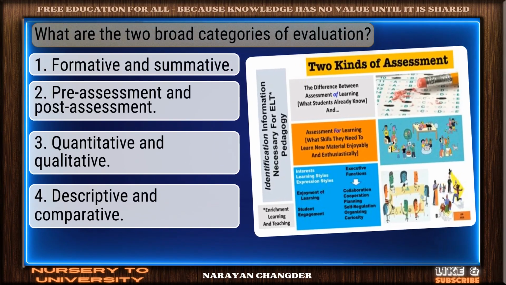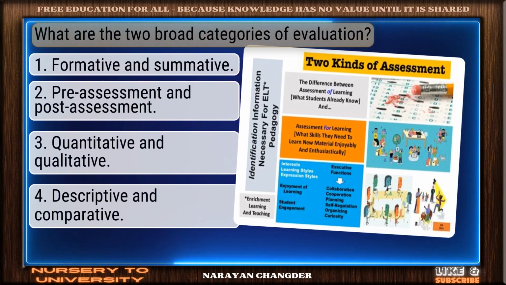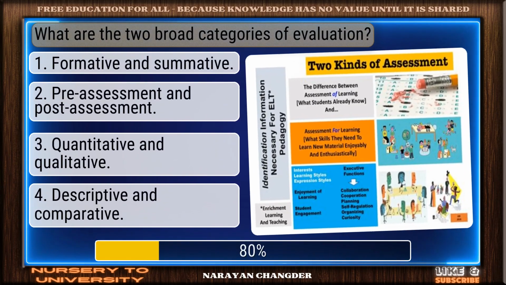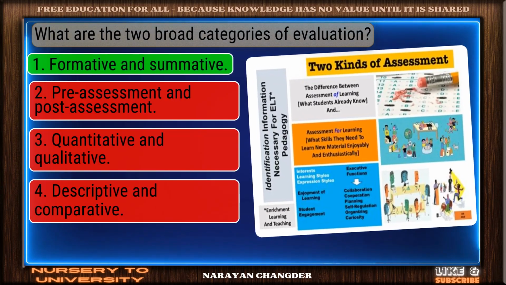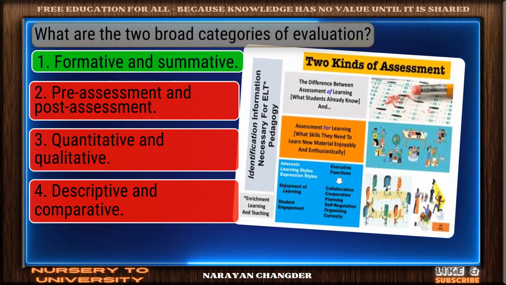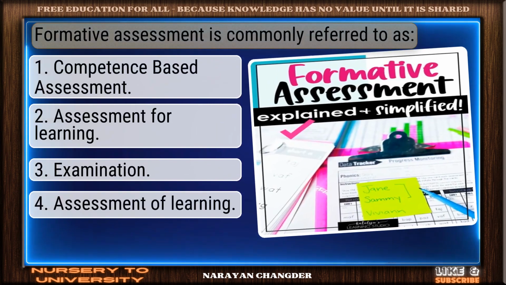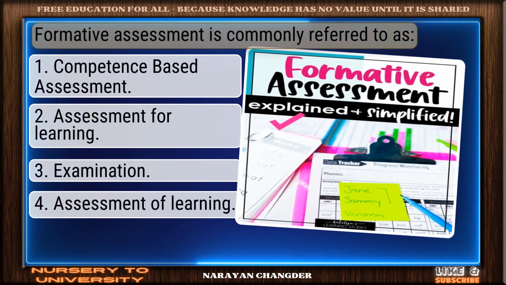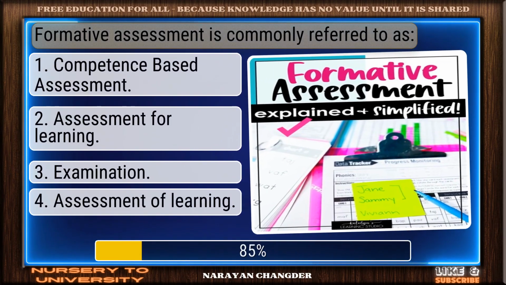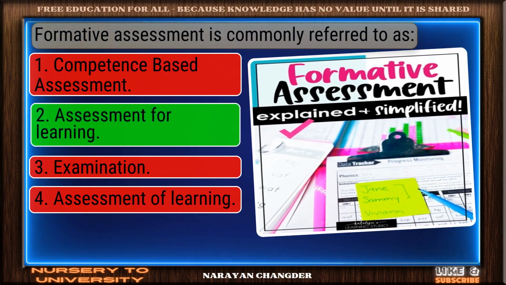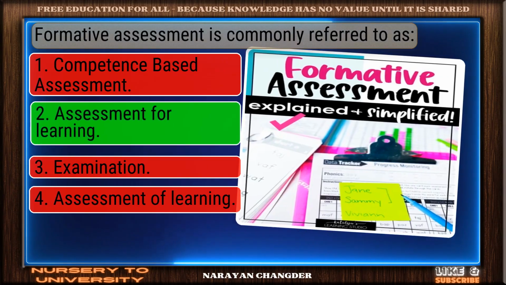What are the 2 broad categories of evaluation? Smart move. Formative and summative is an accurate answer. Formative assessment is commonly referred to as. Well picked. Assessment for learning is the correct answer.